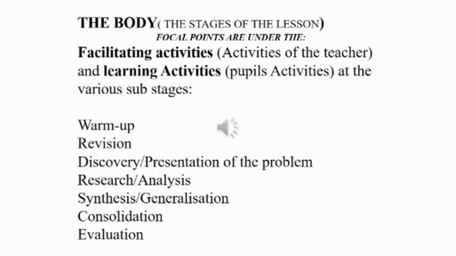After having completed the preamble, we move to the body. Now, there are several items on the body, but we are going to look at only the stages, and these stages we shall not look at under so many columns. We shall look at them only under the facilitating activities and the learning activities. Facilitating activities or activities of the teacher, and learning activities or pupils' activities. We are going to look at them under the various sub-stages.